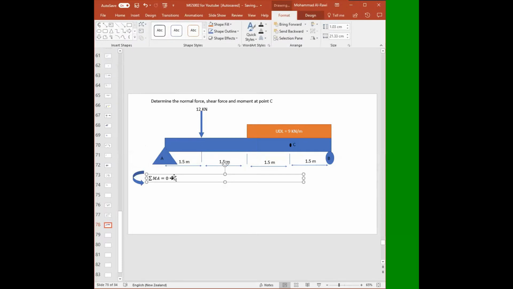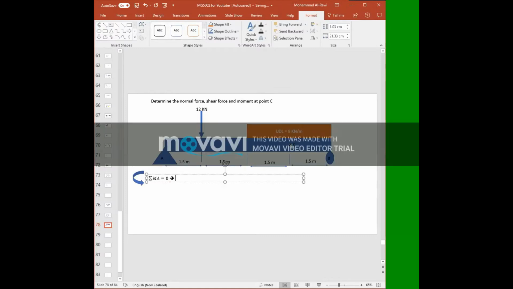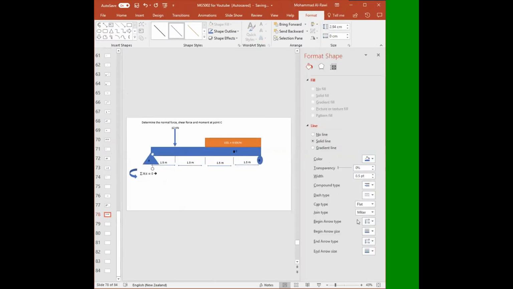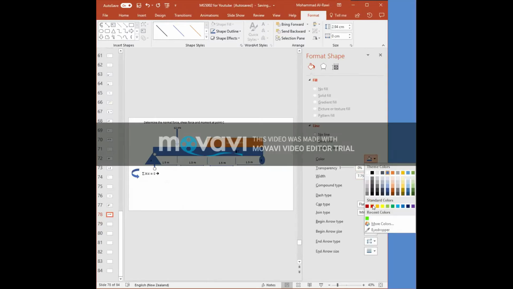Now, if we try to solve this equation, we start first with what? We need to do the free body diagram. So I'll sketch the free body diagram at that point. So here, I'll have a force going in that direction. I will highlight it so you can see it very clearly. And I will change the color for it. So you can see, let's choose, for example, red.